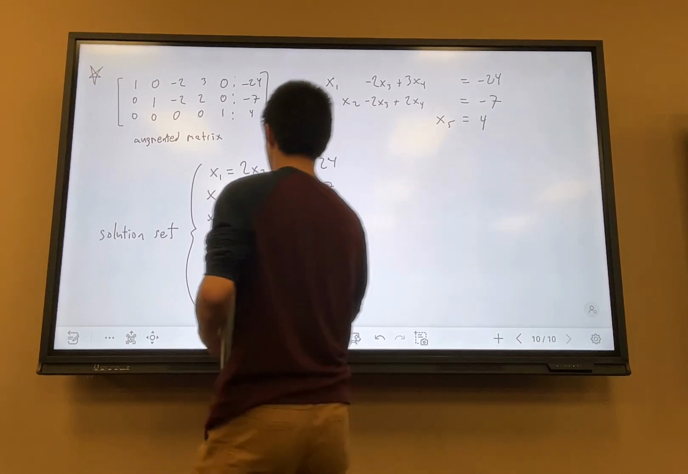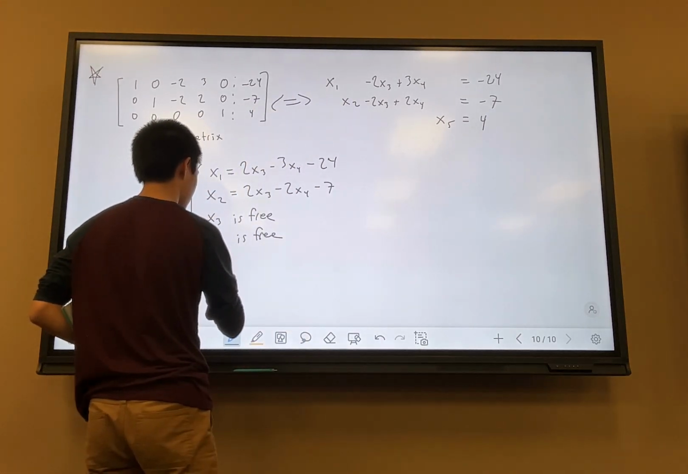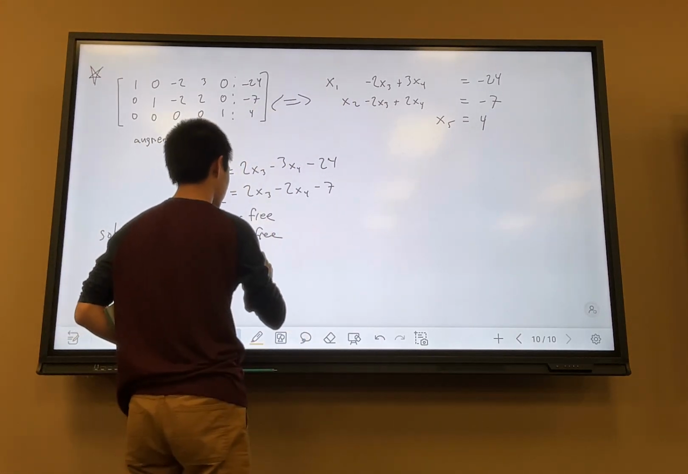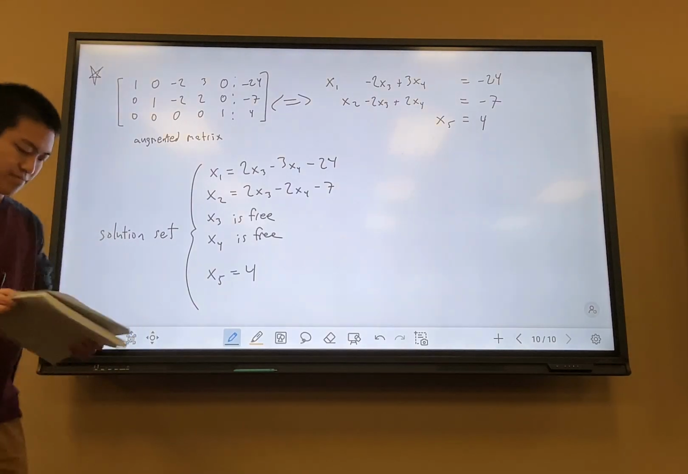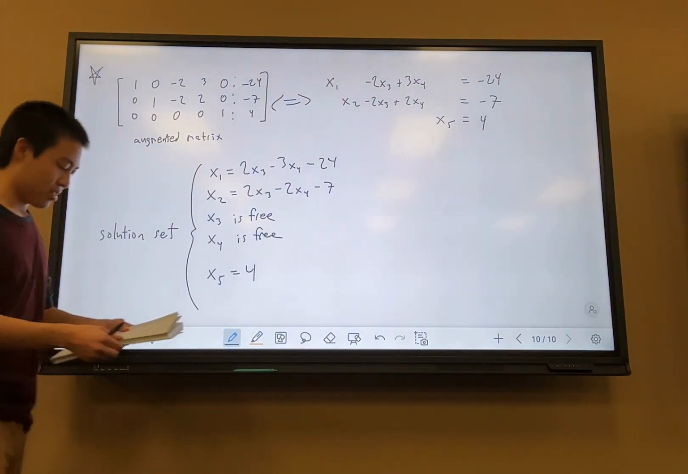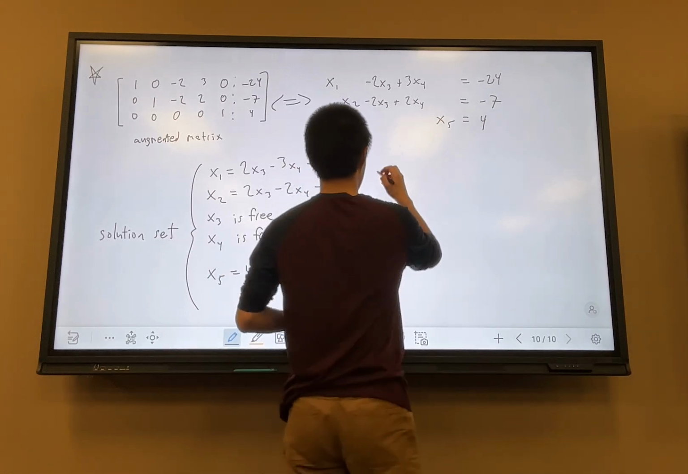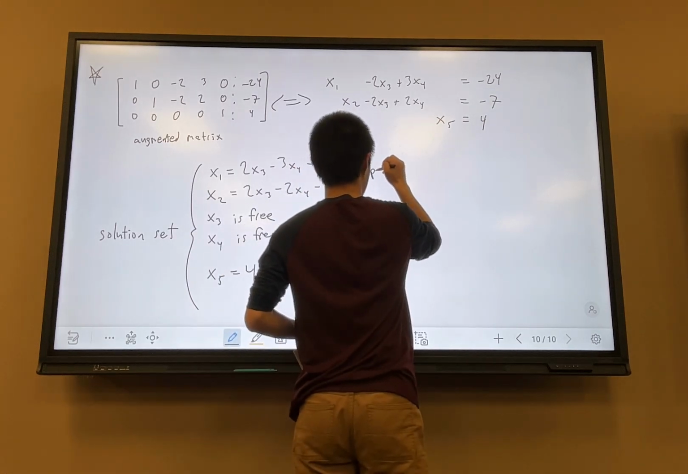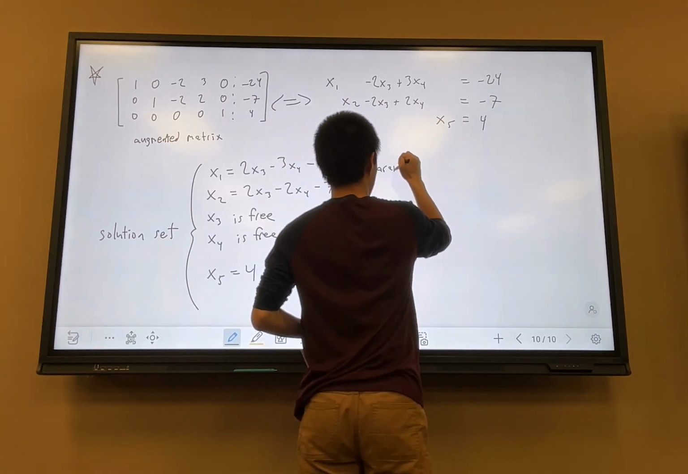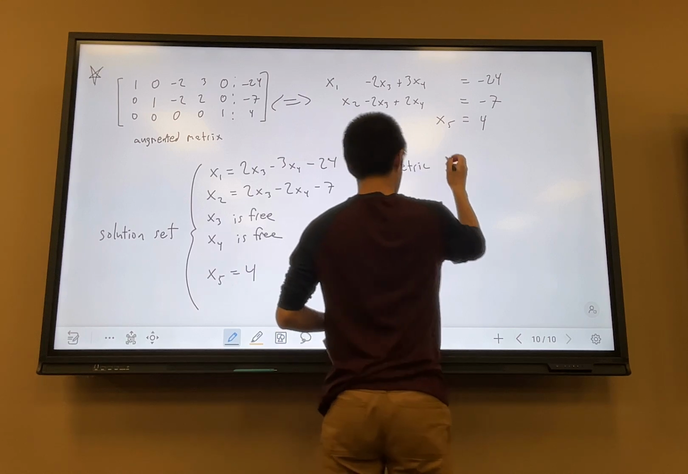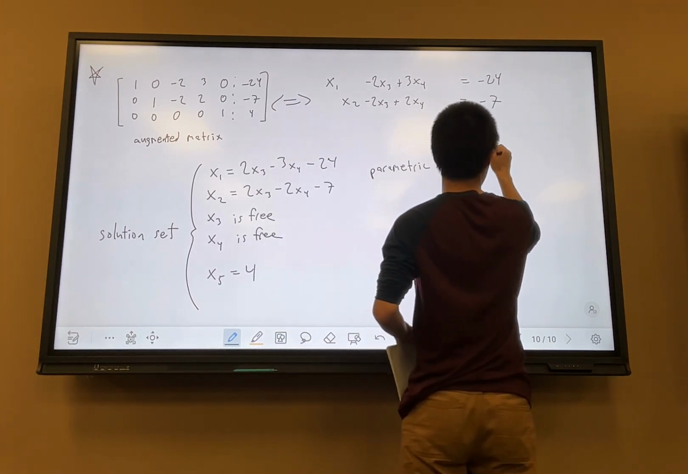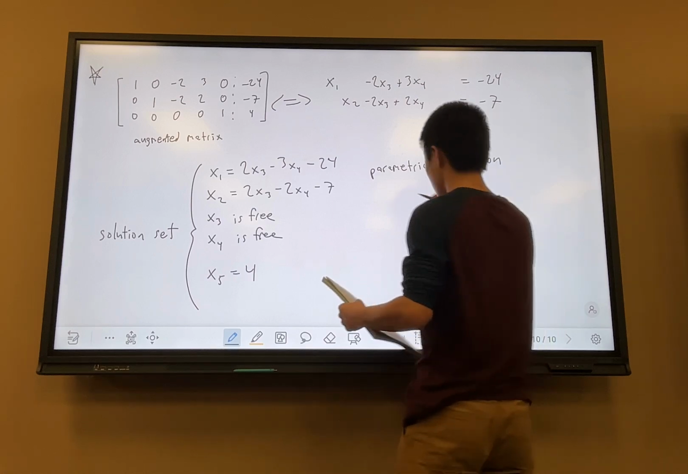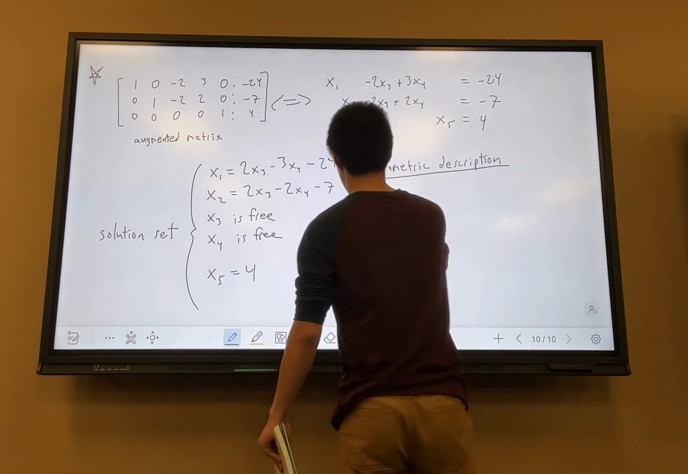So, what about x5? Well, x5 was just a constant, 4. It's always going to be 4. In all solutions, x5 will be 4. We call this the parametric description of the solution set.